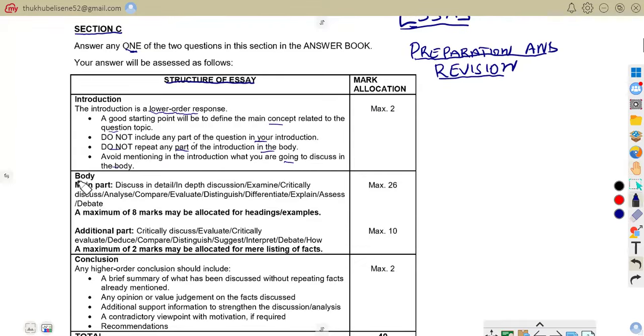The body, as it says, is the main part. Discuss in detail, or in-depth discussion, or examine, critically discuss, analyze, compare, evaluate, distinguish, differentiate, explain, assess or debate. Here we are given a maximum of 80 marks that may be allocated for headings as well as examples. Additional part: critically discuss, evaluate, deduce, compare, distinguish, suggest, interpret, debate. A maximum of 2 marks may be allocated for mere listing of facts.